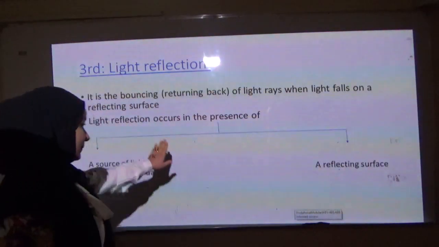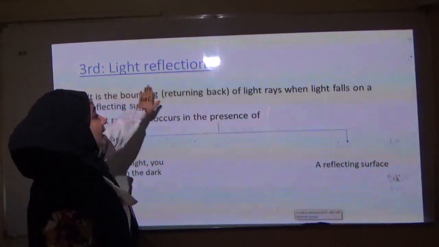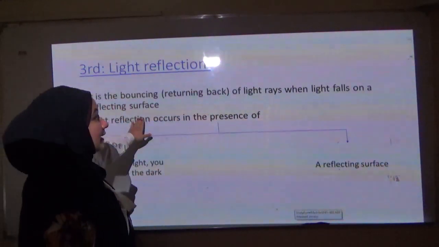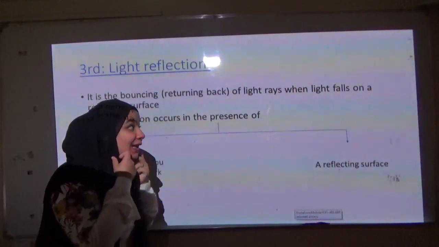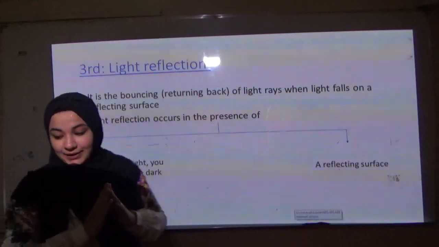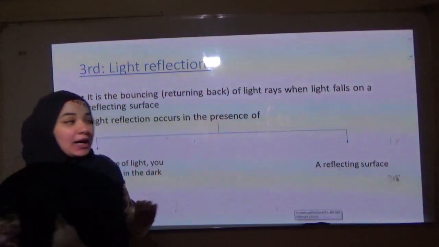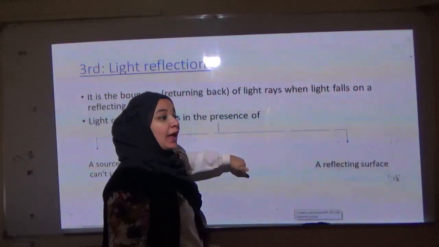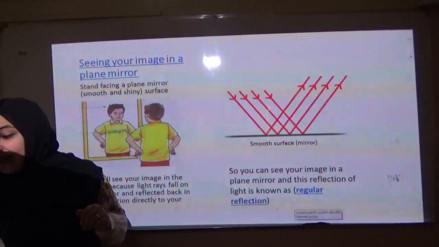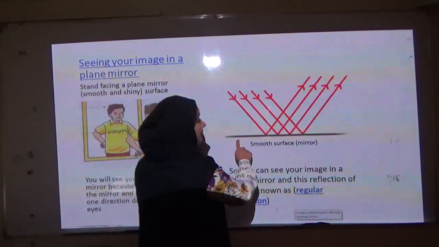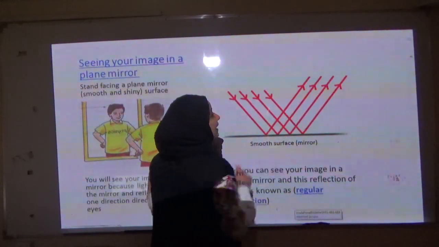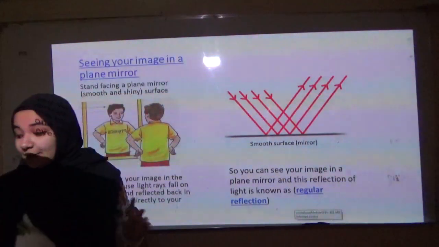Now we will discuss the third property, which is light reflection. What's meant by light reflection? It's the bouncing or returning back of a light ray when light falls on a reflecting surface. What's meant by this? The meaning of this is that when light falls on a material, the light becomes reflected. Now, as I can see in this picture, this is a mirror. Light falls on the mirror and then the light gets reflected.